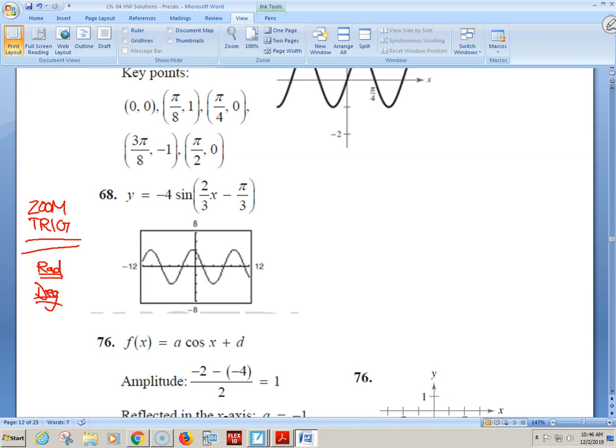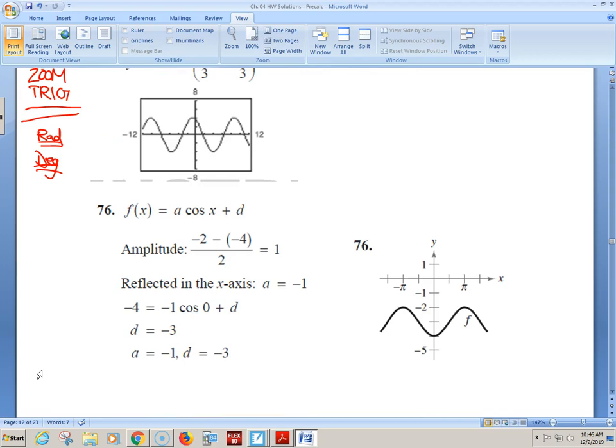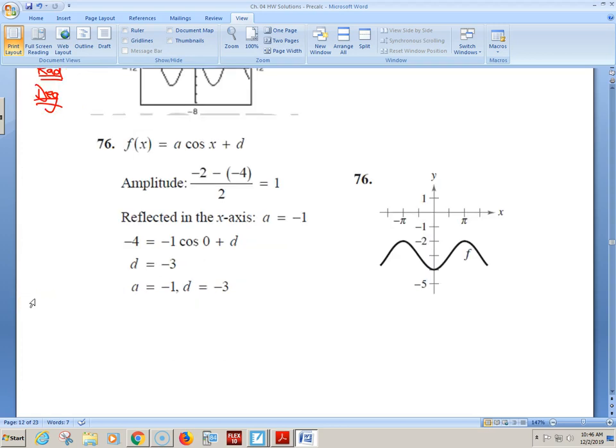So if you ever have something weird with trig, maybe try the Zoom Trig button. Some of you might have gotten a weird straight line or something like that. Yeah, someone did? Zoom Trig should make it all better. If you drew some weird line, it was probably that you just needed to reset your window. Ooh, this one was going backwards. How did you guys do on 76?